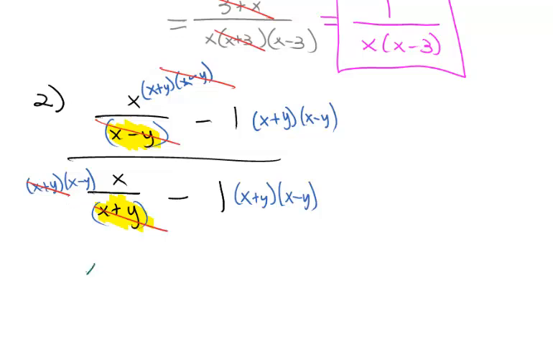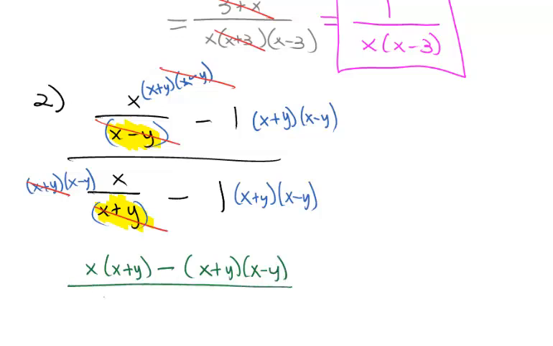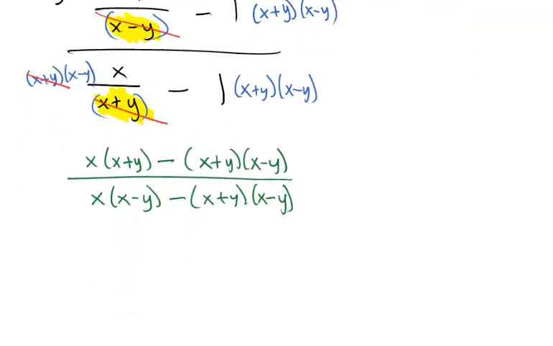And what is left is x times (x plus y) minus (x plus y) times (x minus y), all over x times (x minus y) minus (x plus y)(x minus y). Distributing through, we have x squared plus xy minus, this is a sum and a difference, so we've got x times x is x squared, y times y is negative y squared, but be careful, we're subtracting negative y squared, which makes it plus y squared.